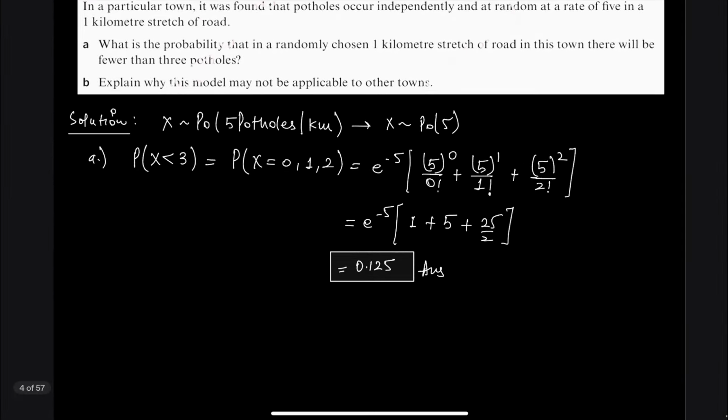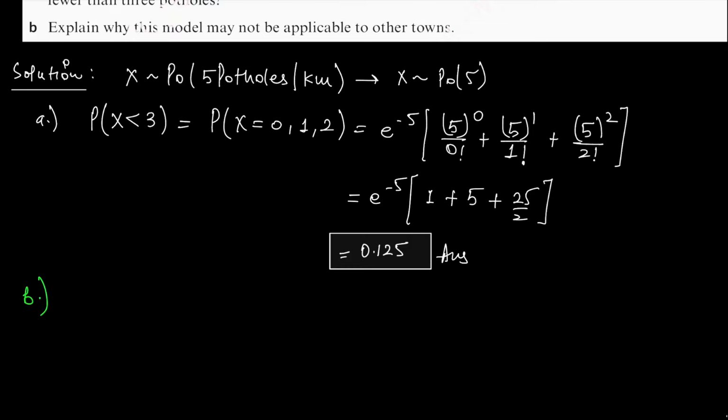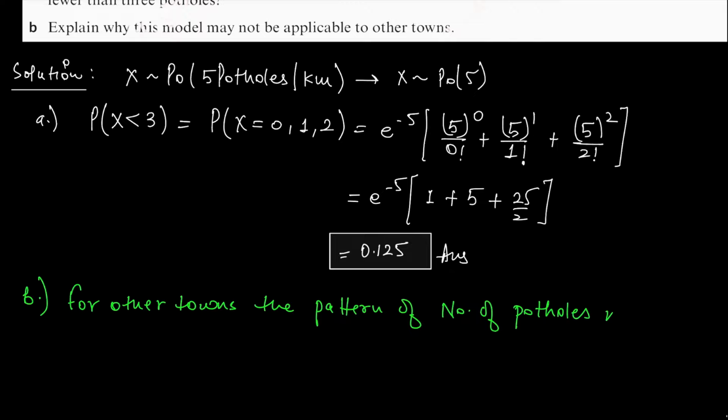And now let's move on to B part of it, and let's see what they are asking us. They are saying explain why this model may not be applicable to other towns. So I will write, for other towns the pattern of number of potholes may vary, right? It is possible that in another town there is a different quality or variety of road, so the number of potholes found in a particular 1 kilometer stretch can vary. So we can say that there can be a variation in the data set.